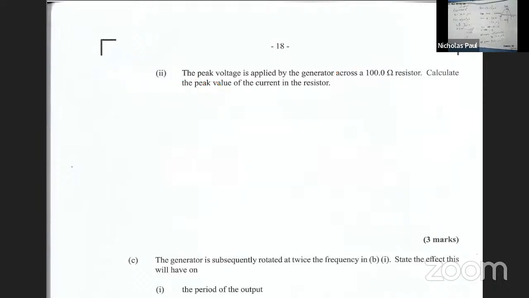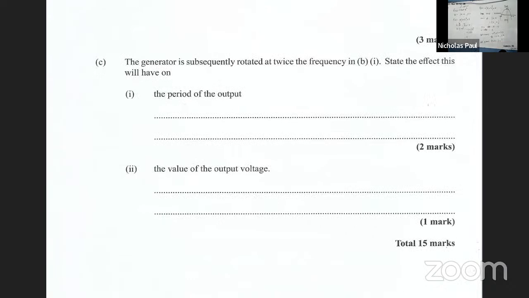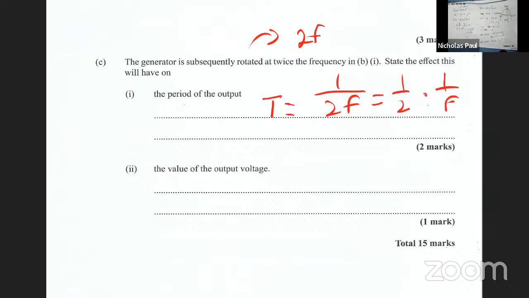Next one. The generator is subsequently rotated at twice the frequency. What will happen to the period? So the frequency is now doubled. What will happen to the period? How do we know that? Look at the formula. 1 over 2f. Right? So that's a half. What does that mean? It means that the period is now half. Okay? Double the frequency means half the period.